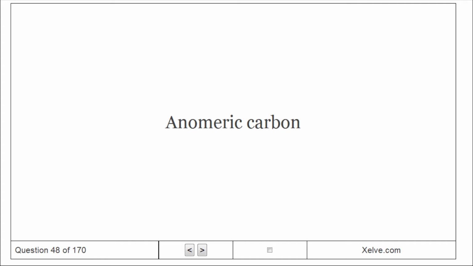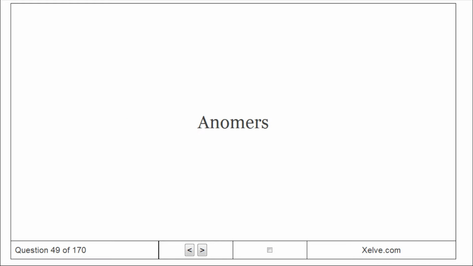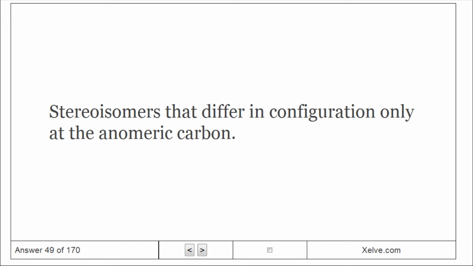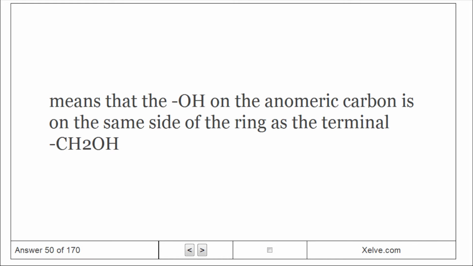Anomeric carbon. The new carbon stereocenter created in forming the cyclic structure. Anomers. Stereoisomers that differ in configuration only at the anomeric carbon. Beta means that the O on the anomeric carbon is on the same side of the ring as the terminal CH2O.